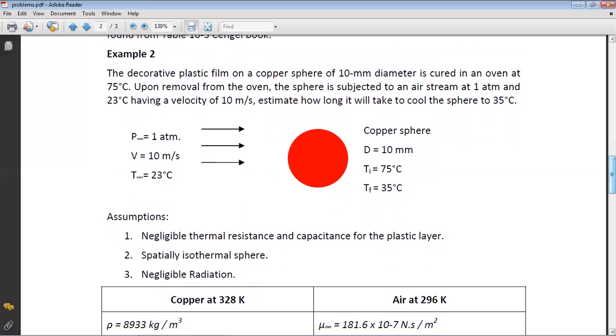Let us consider one more interesting problem. The decorative plastic film on a copper sphere of 10 mm diameter is cured in an oven at 75 degrees Celsius. Upon removal from the oven, the sphere is subjected to an air stream, which is at 1 atmospheric pressure and 23 degrees Celsius, having a velocity of 10 meters per second. Estimate how long it will take to cool the sphere to 35 degrees Celsius. Now, this problem is very interesting because it includes convection and at the same time unsteady state.